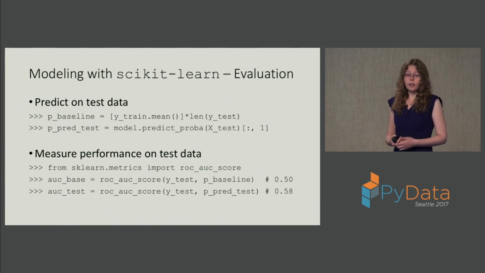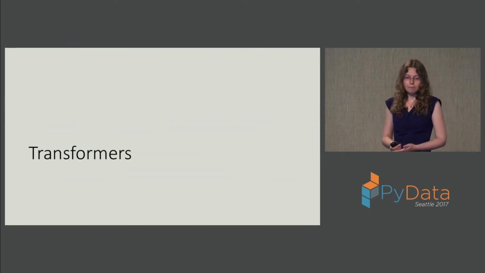And then we can evaluate using AUC. There are lots of other evaluation metrics, but this is the one I chose. So the baseline has an AUC of 0.5, and the very simple one variable model has an AUC of 0.58. The maximum possible is 1. So it's not a great model, but for very little effort, we've certainly got something better than baseline.